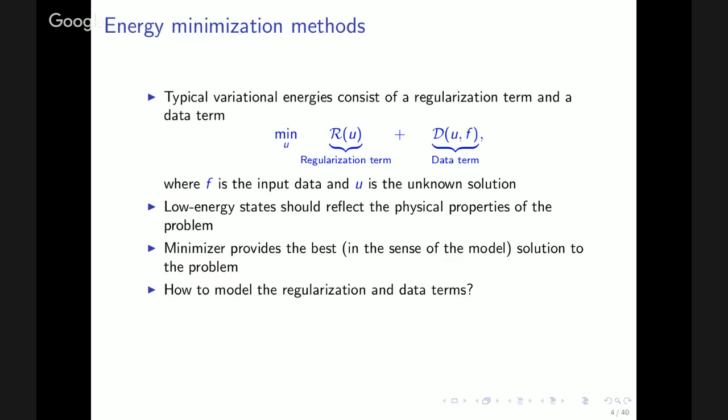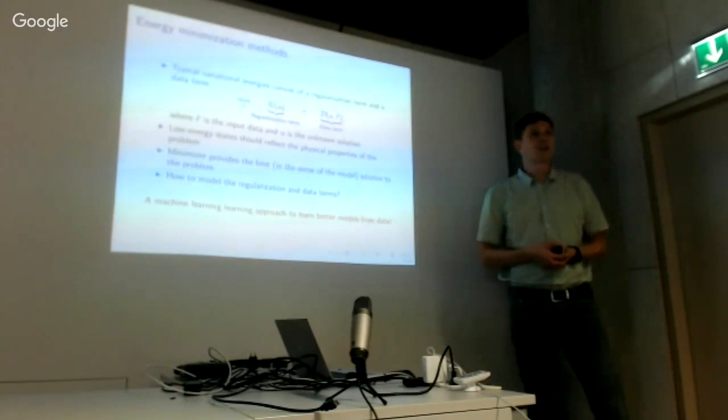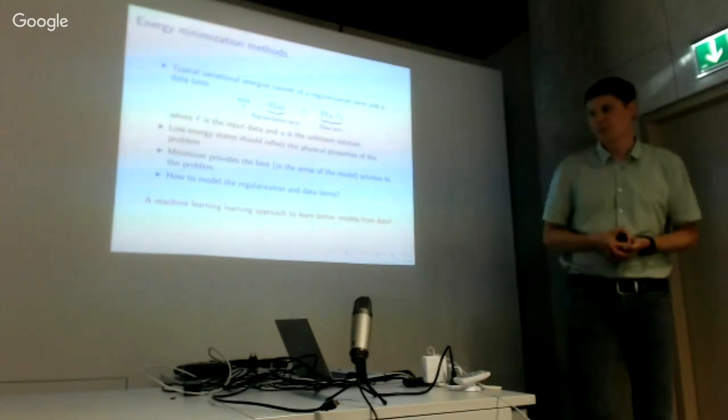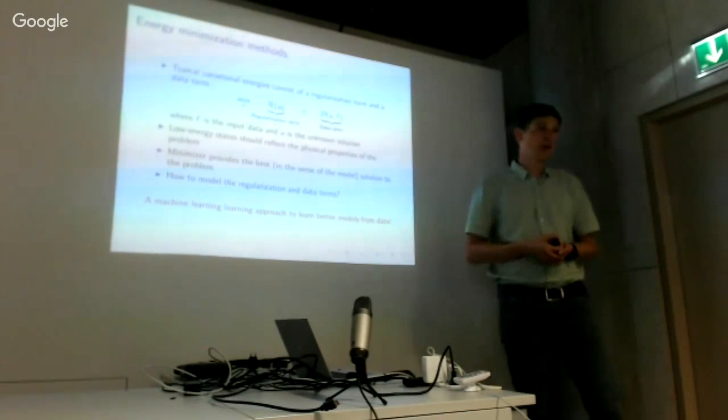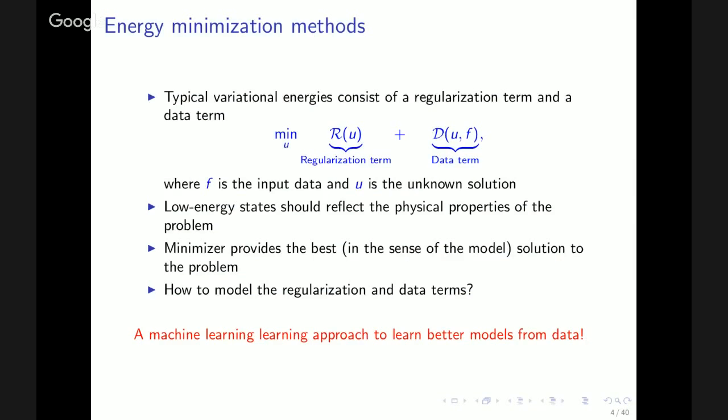So the big question is, and people tried a lot in the last, I would say 30, 40 years, to find better models, to find suitable models for particular image processing problems. And the question is, how can we find good models for the regularization term and the data term? And in this talk today, I'm talking about the machine learning approach to learn better models for the regularizer and also sometimes for the data term.